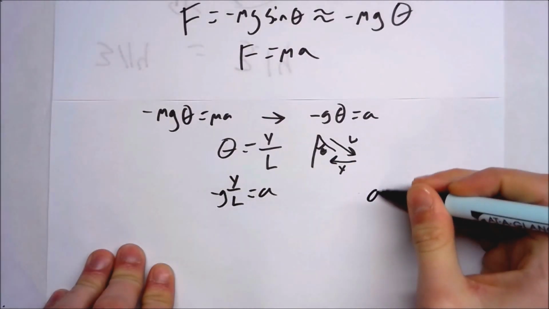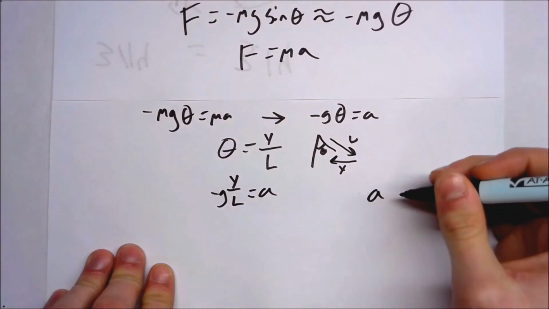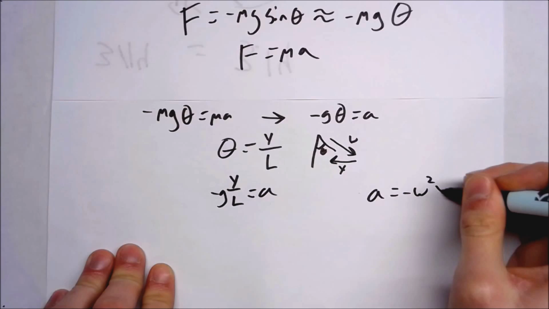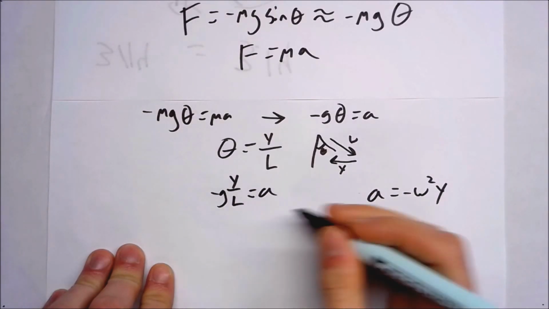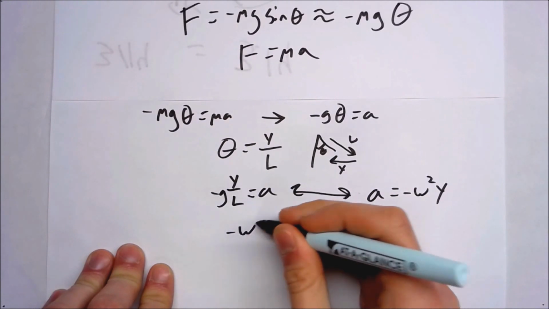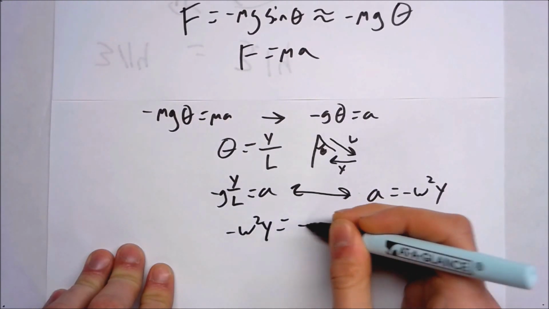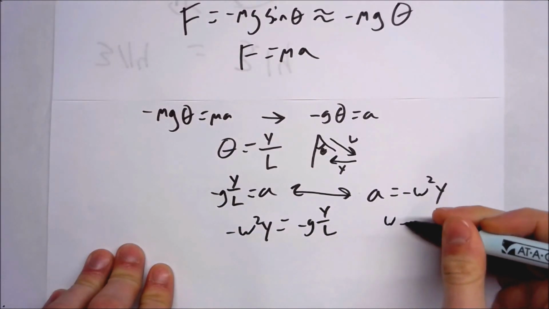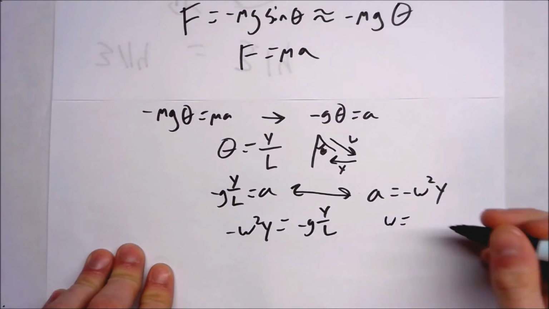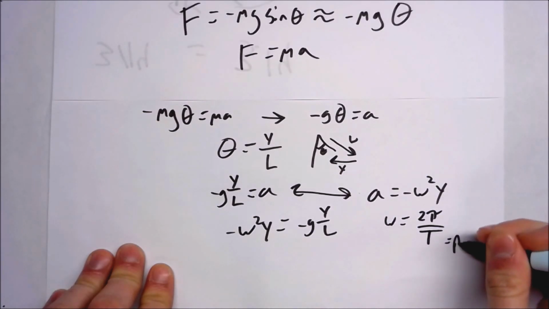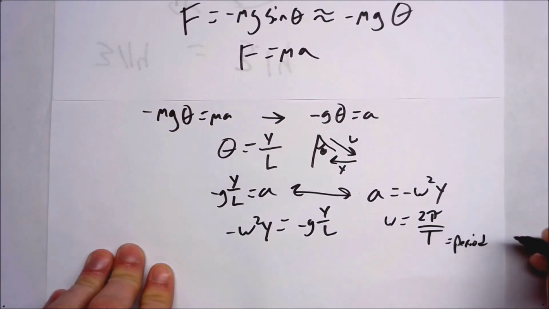A is also equal to negative omega squared y. That's the angular velocity, omega. Now we can equate these two because we know that acceleration is equal to acceleration. Omega in this case is equal to 2 pi over T. So the angular velocity is 2 pi over the period.